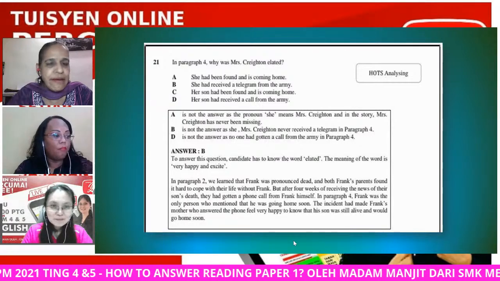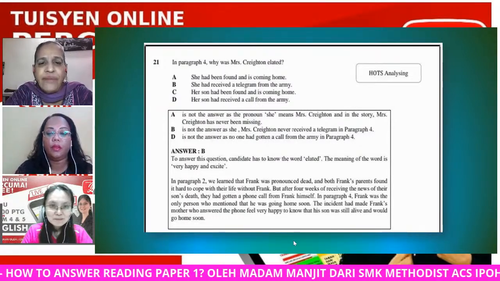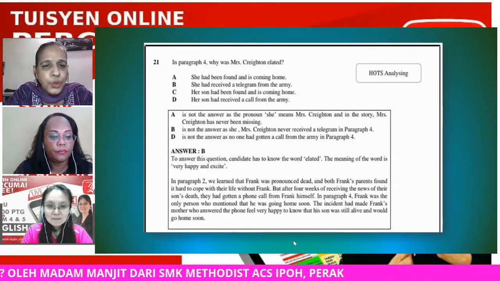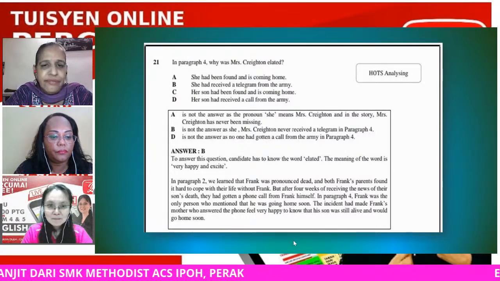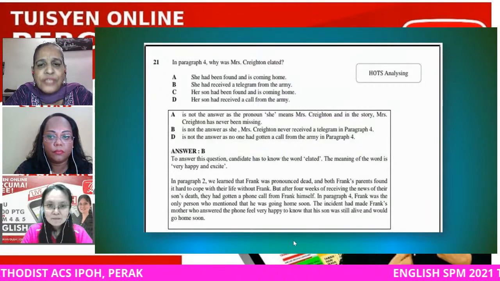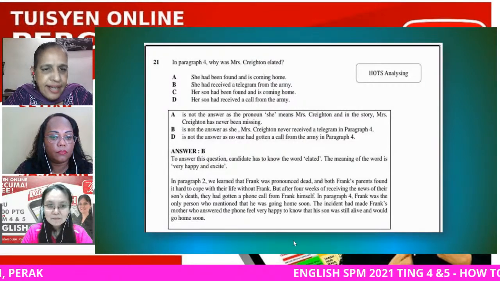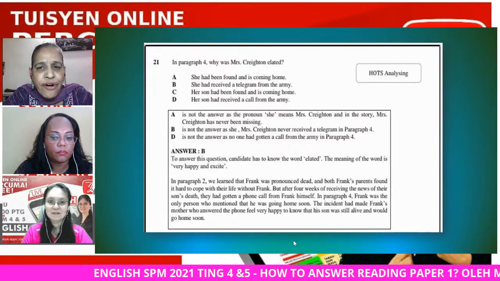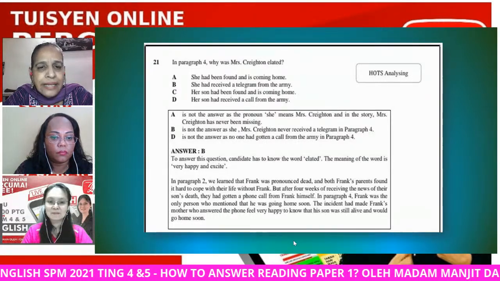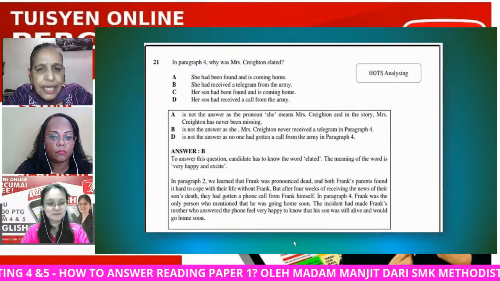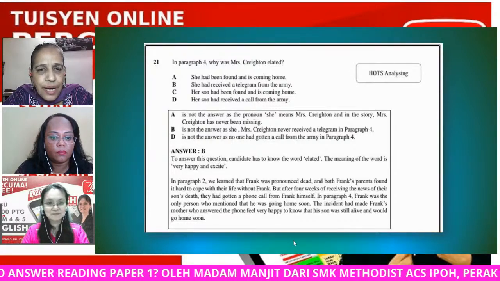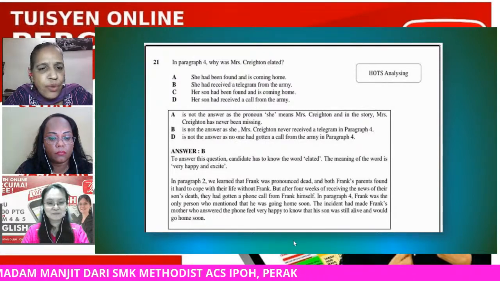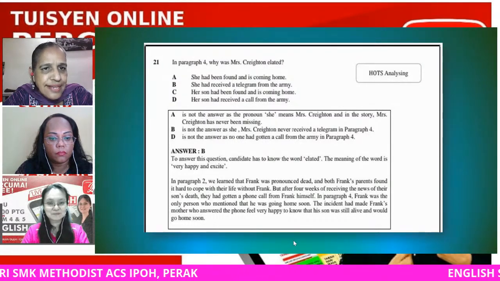Okay, in paragraph 2, we learn that Frank was pronounced dead, correct? And both Frank's parents found it hard to cope with their life without Frank. Very true. But after 4 weeks of receiving the news of their son's death, they had gotten a phone call from Frank himself. In paragraph 4, Frank was the only person who mentioned that he was going home soon. The incident had made Frank's mother, who answered the phone, feel very happy to know that her son was still alive and would go home soon. Understand? So the answer is B.